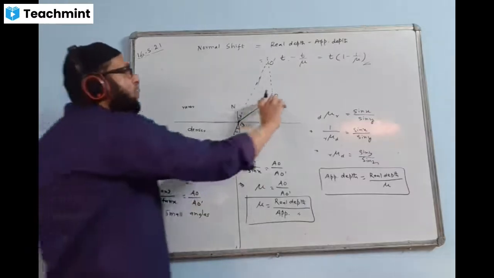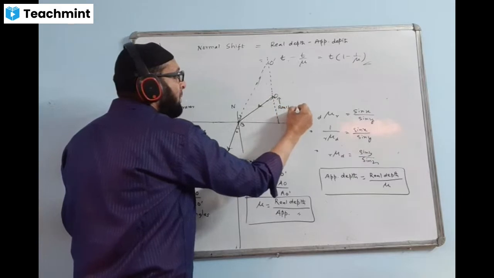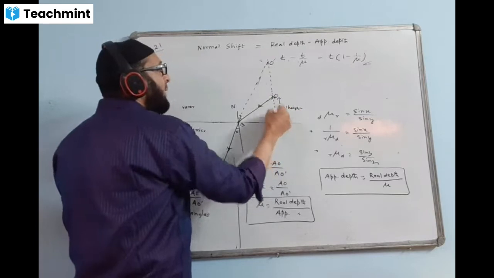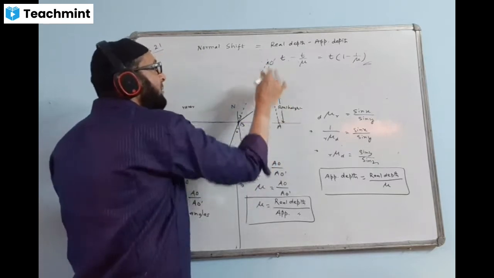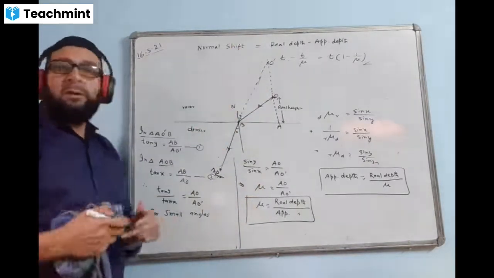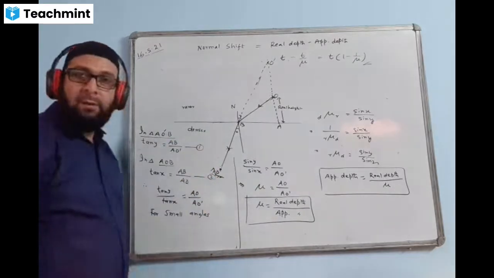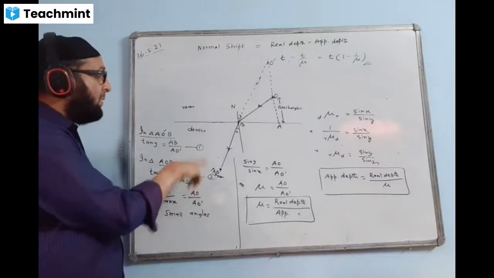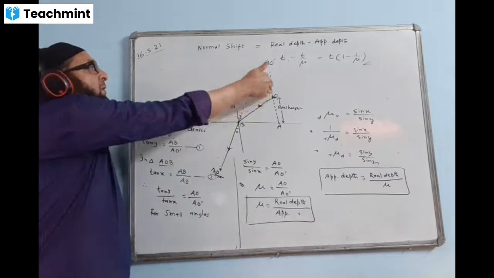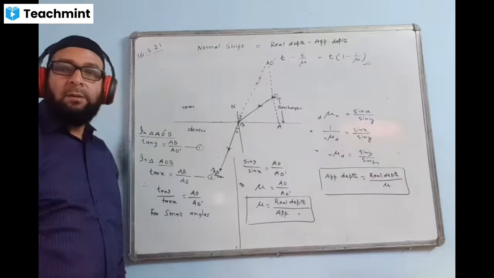This is the actual height, the real height, and this is your apparent height. Suppose this is A. AO is the actual height and AO dash is the apparent height. That means the object will appear a bit taller than its actual size. In the previous case, the object was appearing a bit shorter. But when an object in the rarer medium is viewed by an observer in the denser medium, the object position will appear to be raised, that means the object will appear taller in this case.